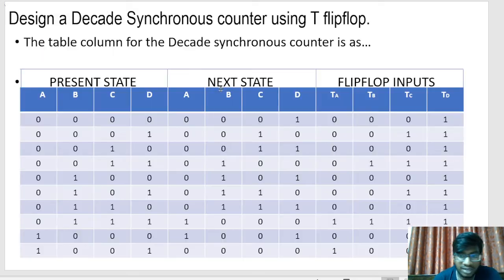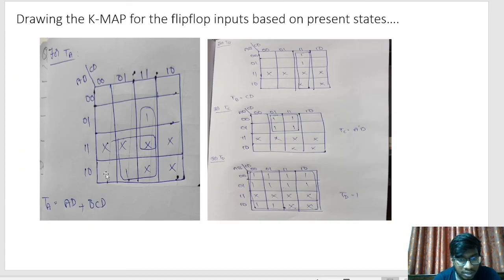So here for TA, the output will be 1 in the columns at 7 and at 9. Consider only the present state. At 7 and 9, the output will be 1. So here at 7 it is 1 and at 9 it is 1. The don't care also helps to simplify the K-map. So after simplification of this, we will get TA as AD plus BCD.